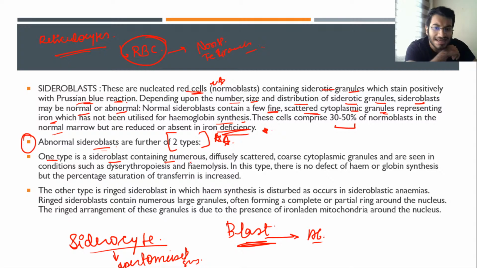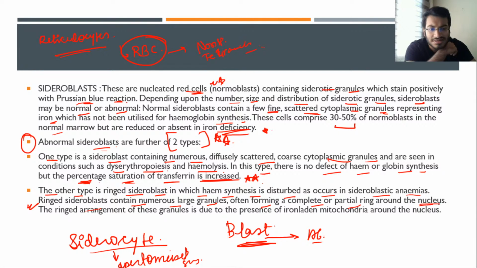One type of sideroblast containing numerous diffusely scattered coarse cytoplasmic granules is seen in conditions such as dyserythropoiesis and hemolysis, and in this type there is no defect of heme or globin synthesis, but the percentage saturation of transferrin is increased. The other type is the ringed sideroblast in which the heme synthesis is disturbed, as occurs in the sideroblastic anemias. The ringed sideroblast contains numerous large granules often forming a complete or partial ring around the nucleus. The ringed arrangement of these granules is due to the presence of iron-laden mitochondria around the nucleus.